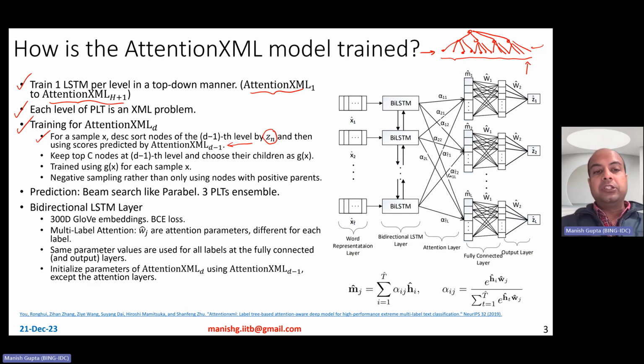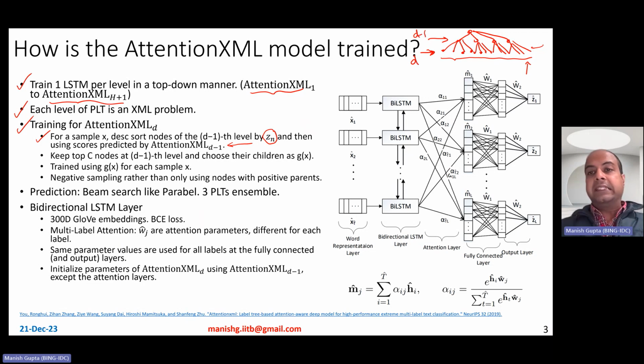Okay. So if you have to choose at this particular node, you first choose the D minus one nodes. Sorry, this was a little unclear. Essentially, if you want to choose the nodes for labels at level D, you first make a choice at D minus one. And how do you make that choice?